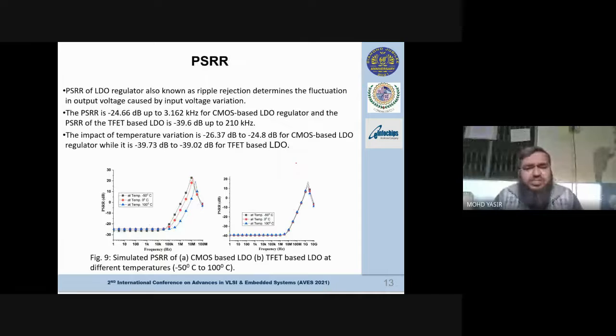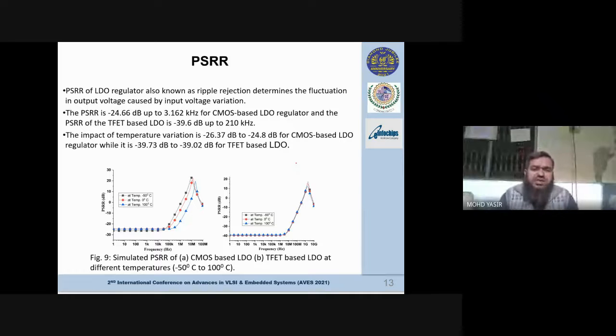These are the plots for PSR or ripple rejection. PSR of LDO regulator, also known as ripple rejection, determines the fluctuation in the output voltage caused by the input voltage variation. The PSRR is an AC response, and the value of PSRR is minus 24.66 dBs up to 3.162 kilohertz for CMOS, while the same is minus 39.6 up to 210 kilohertz for TFET based LDO.